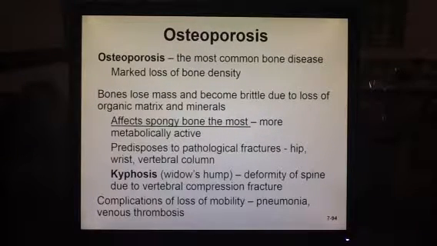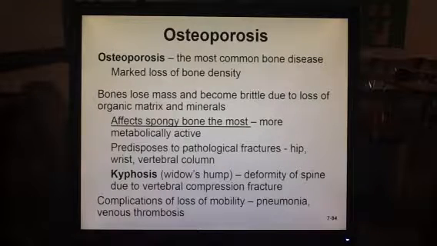And then the last disorder we're going to talk about in depth is osteoporosis. Osteoporosis is the most common bone disease. It loses bone density over a period of time, and the bones lose mass and become brittle. It's because they are losing that matrix and the minerals. It affects spongy bone the most, and you can see what's called the widow's hump, a deformity of the spine based on vertebral compression fractures.